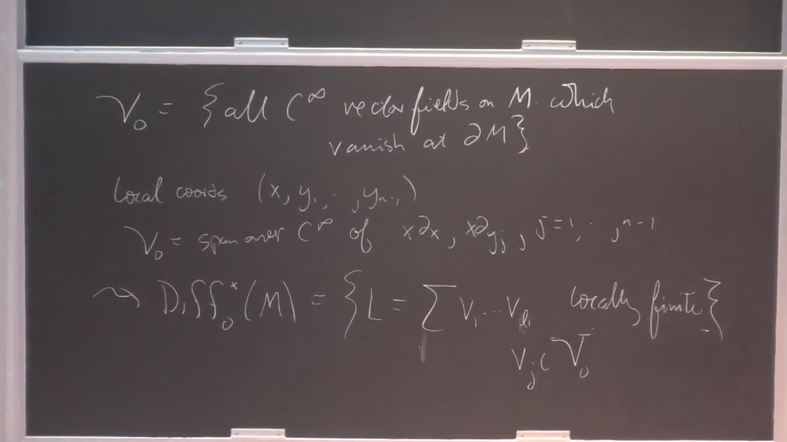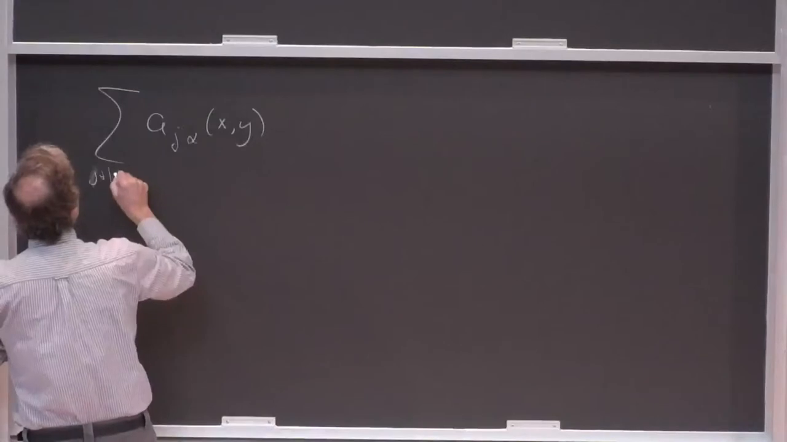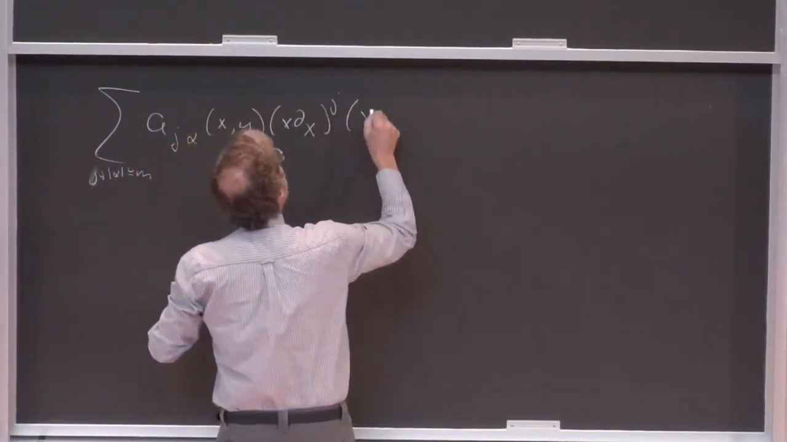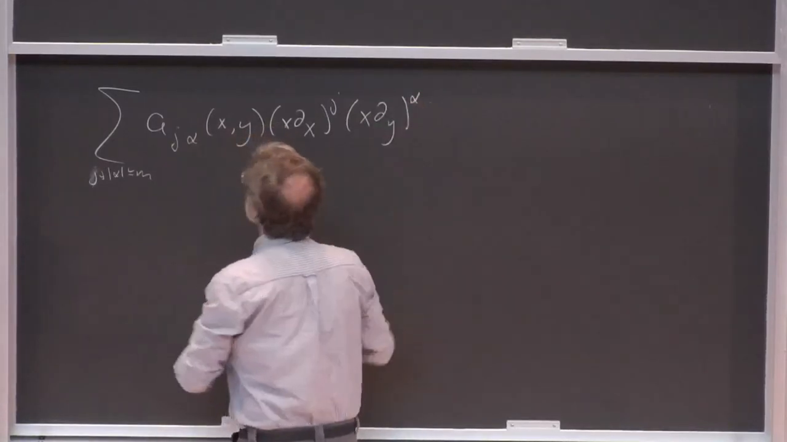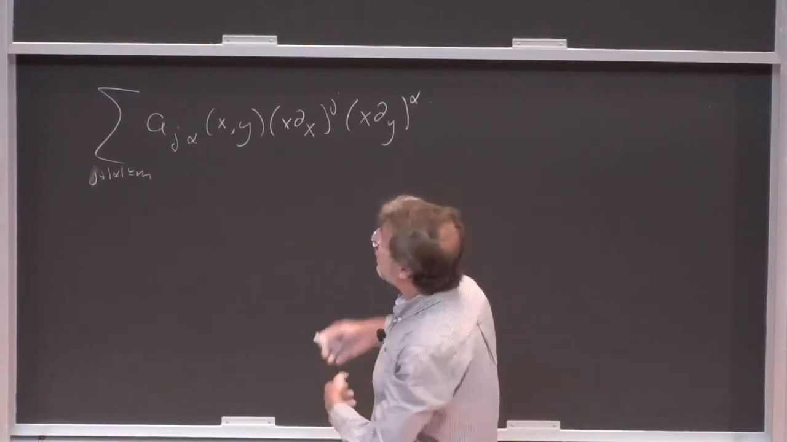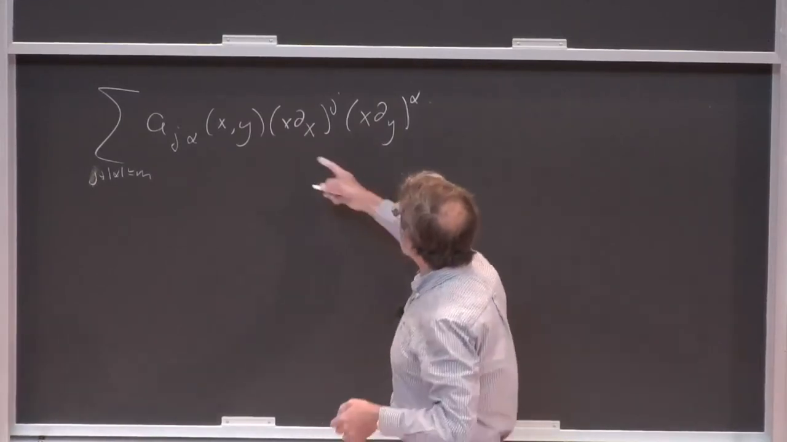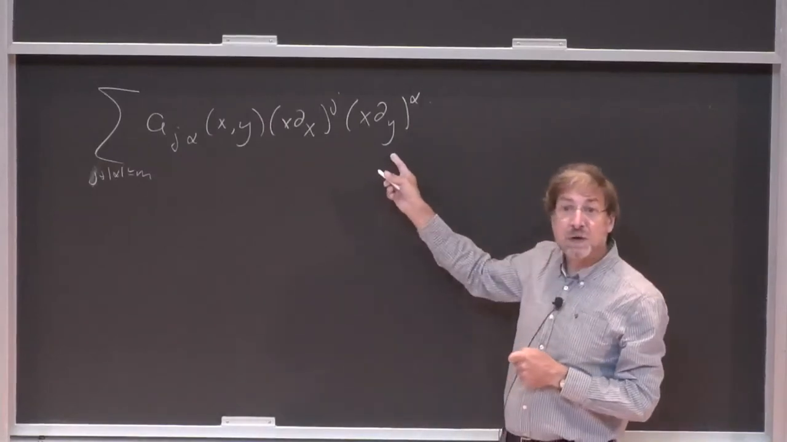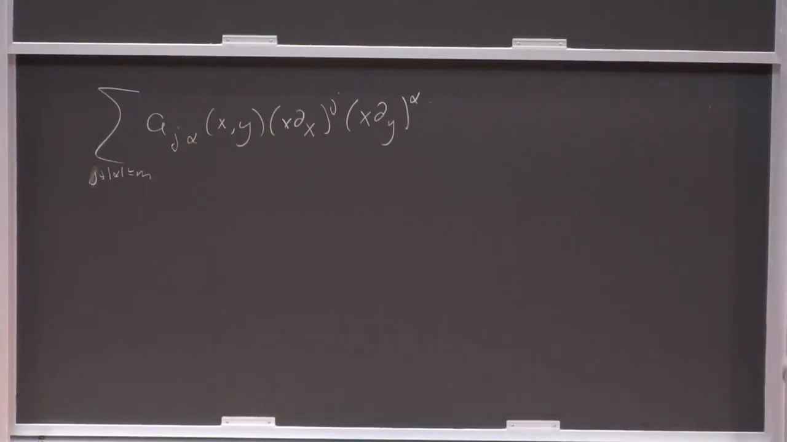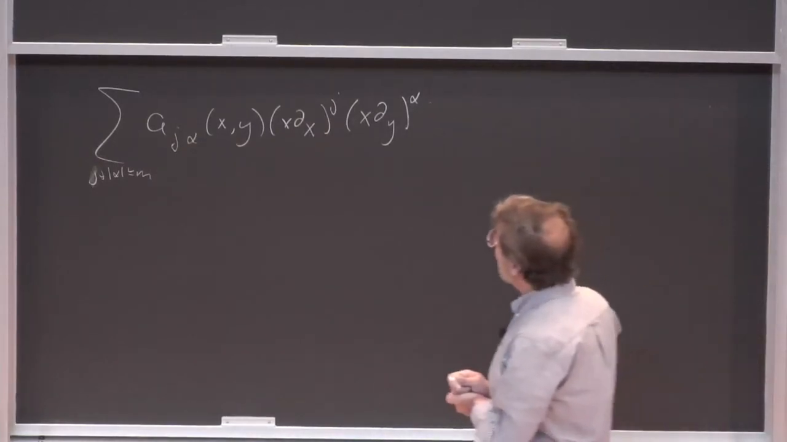I wrote down a prototype yesterday. If I write down an operator of the form sum over j plus the modulus of alpha less than or equal to m of a_j alpha of x and y, times x dx to the j, x dy to the alpha, using multi-index notation, this is a typical element in local coordinates. In this particular world, I'm looking at operators which degenerate in this particular way: any time you differentiate, you're also multiplying by a single power of the defining function for the boundary.